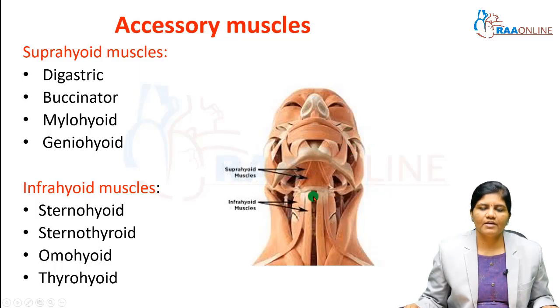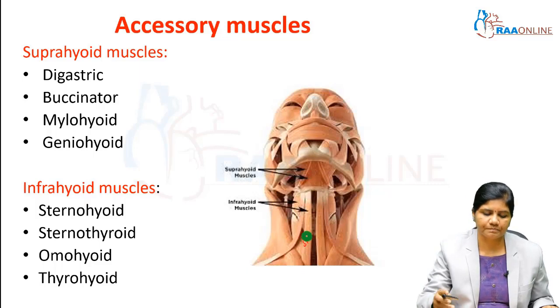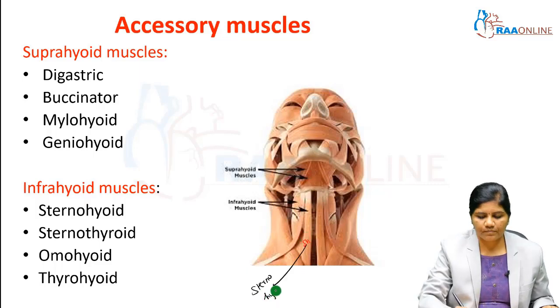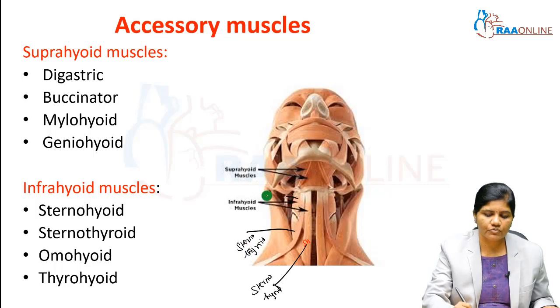And these are the infrahyoid muscles, that is below the hyoid. In the superficial plane we can appreciate this infrahyoid muscle from the sternum to the hyoid. This is the sternohyoid muscle. In the deep plane we can appreciate two muscles. This is from the sternum to the oblique line of thyroid cartilage, the sternothyroid. From the thyroid cartilage to the hyoid, this is the thyrohyoid.